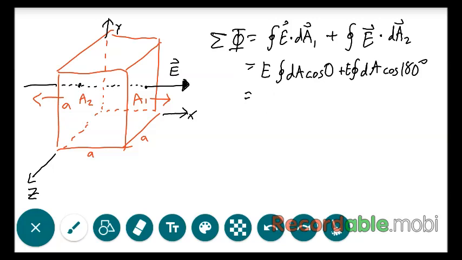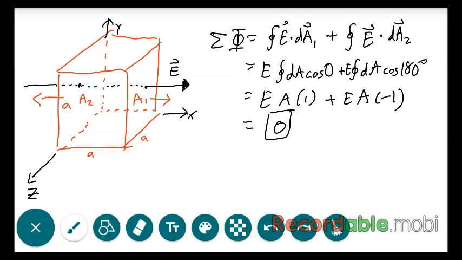That will get you E times the integral of dA, which is just A. Cosine 0 is 1, plus E A cosine 180, which is negative 1. Therefore, your net flux is 0.